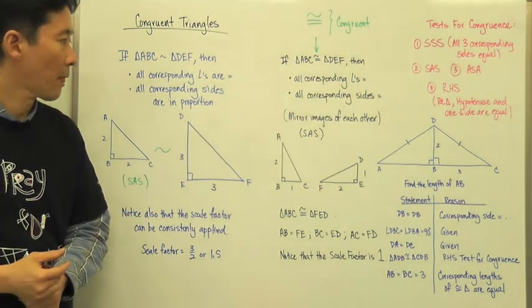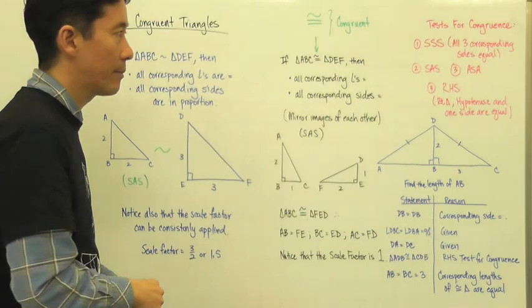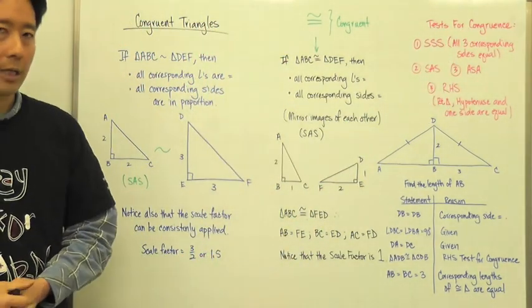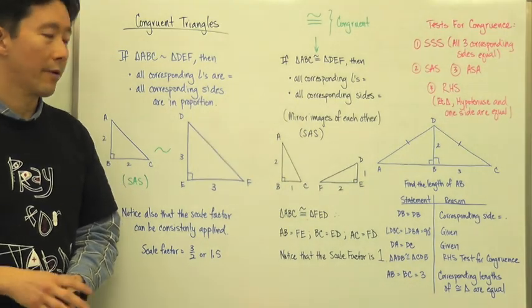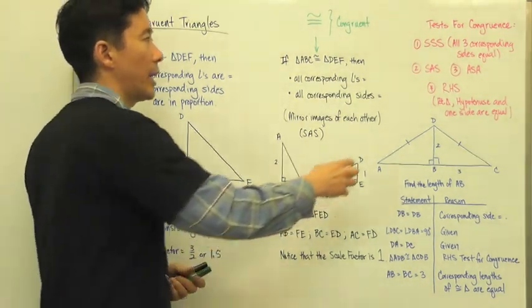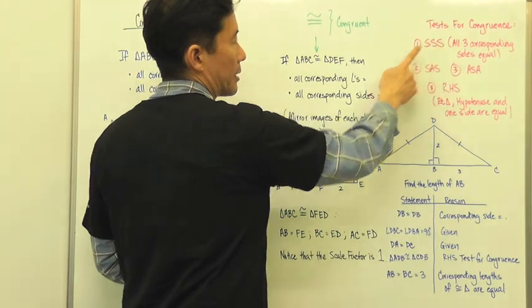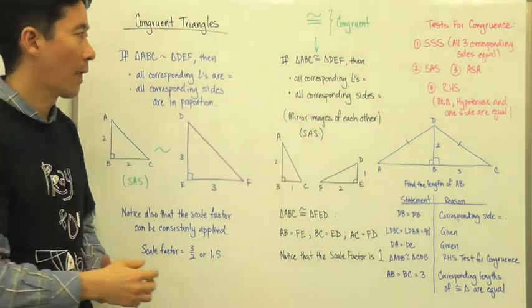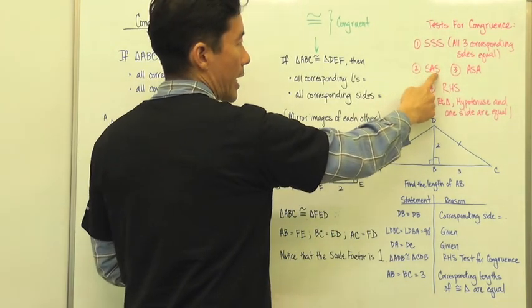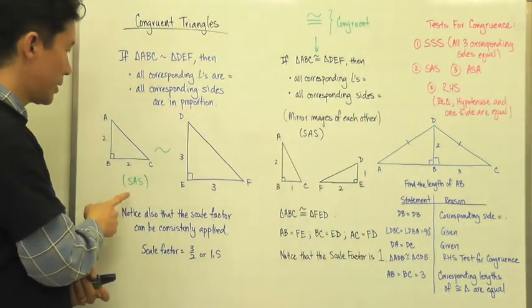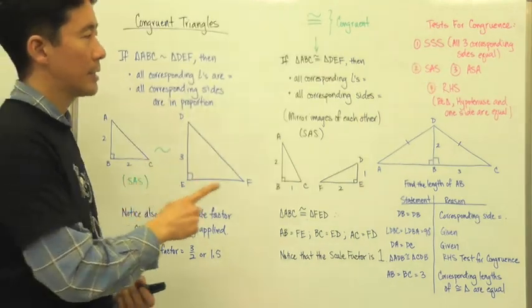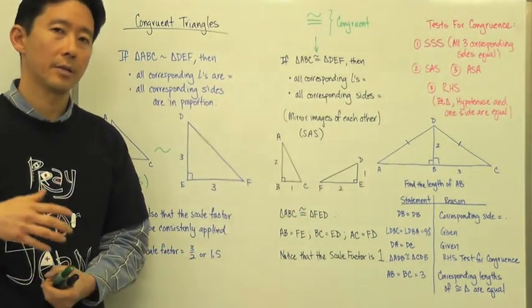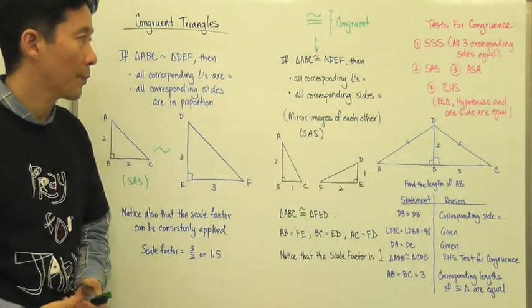Now, let's think about how we want to go about determining whether two triangles are actually congruent to each other. We have 4 different ways. We can show SSS. In other words, all 3 corresponding sides are equal. Or we can use SAS, which was similar to this, but instead of these sides being in proportion, we need to make sure that the corresponding sides are actually equal.